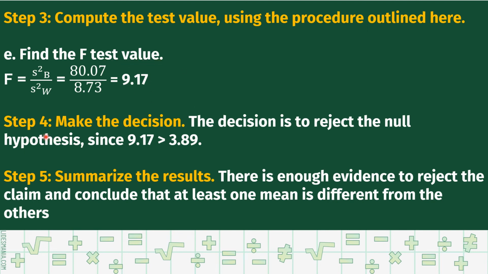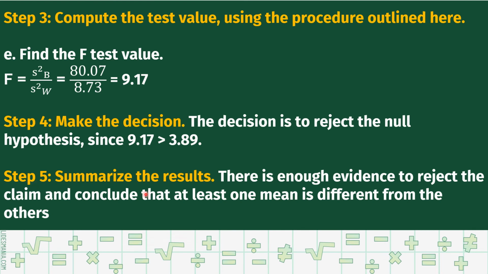And for step 4, make the decision. The decision is to reject the null hypothesis since 9.17 is greater than our critical value, which is 3.89. So, kailangan natin i-reject yung null hypothesis. Ano ba yung null hypothesis natin? That the means are equal. Hindi nga sila equal, kaya i-reject natin yung null hypothesis.